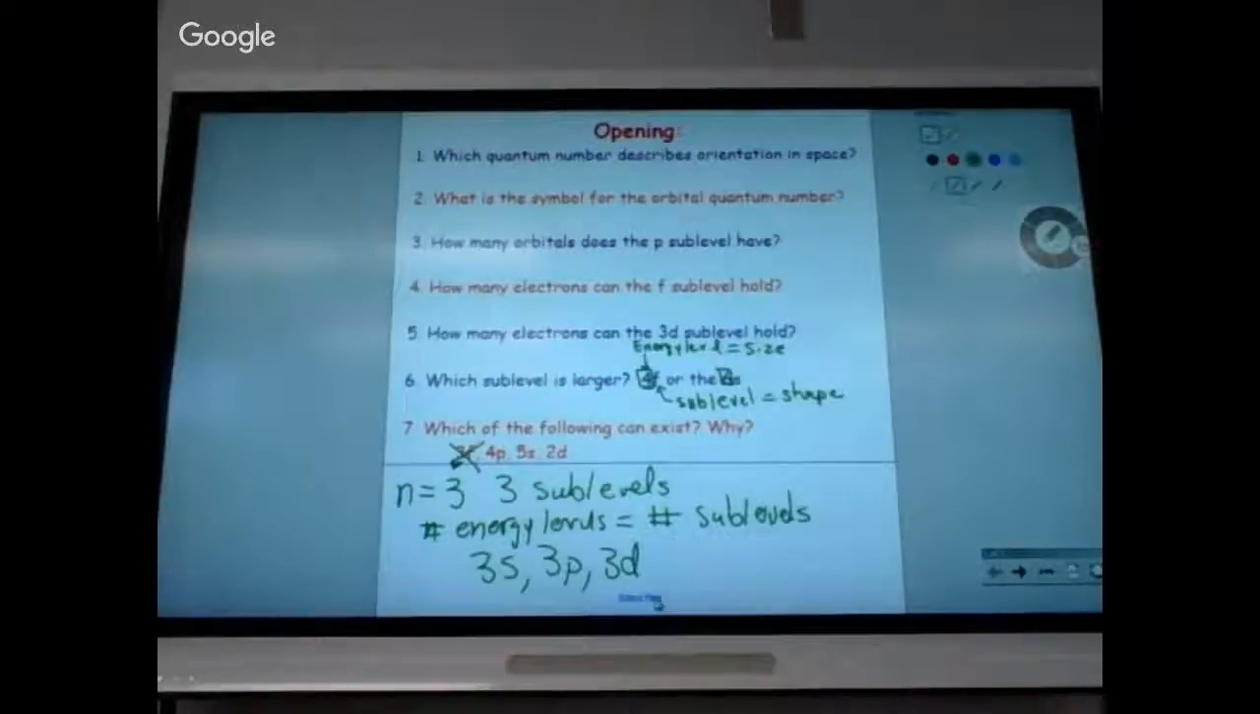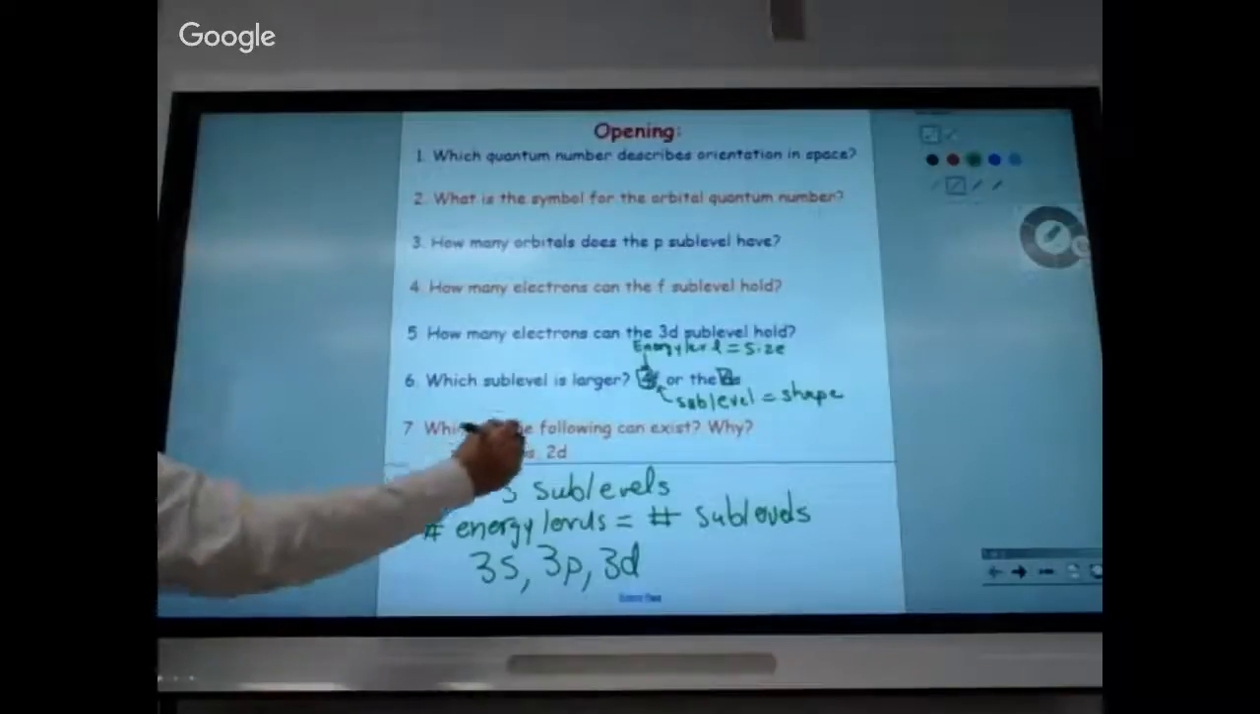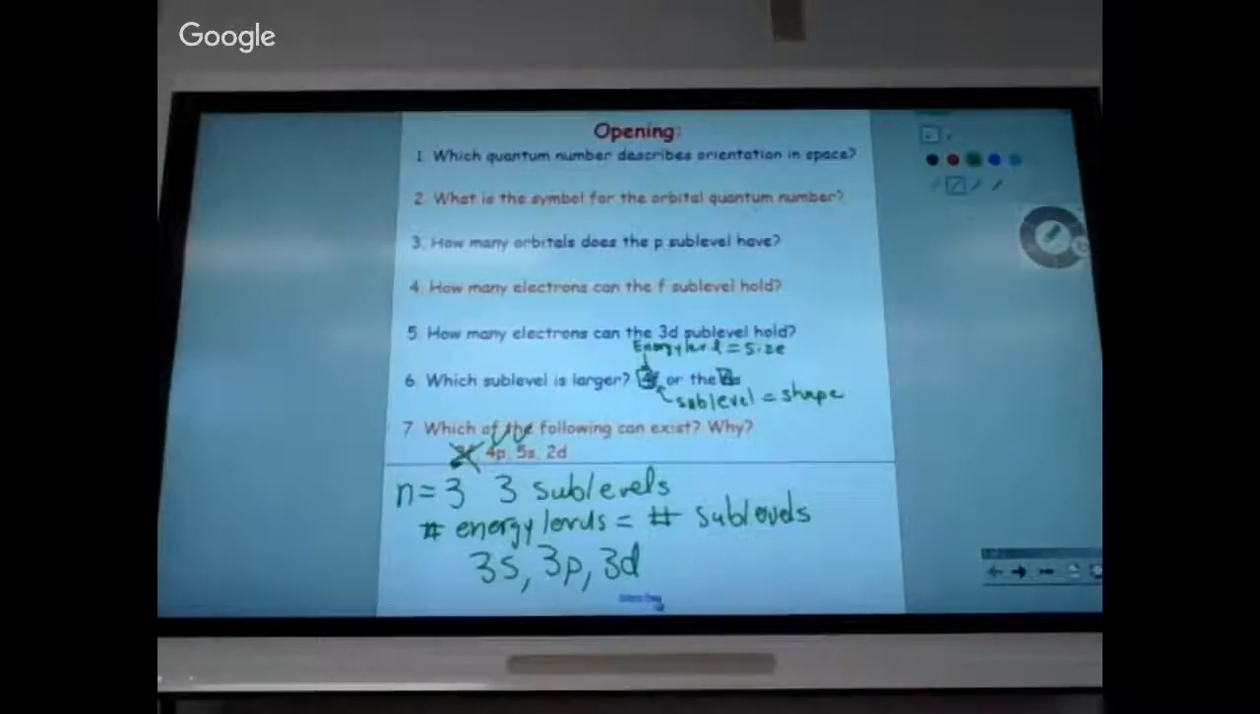Can 4P exist? If n equals 4, how many sublevels are you allowed? 4. What are their names? 4S, 4P, 4D, and 4F. Can you have 4P? Yes. Can you have 5S? Yep. If n equals 5, how many sublevels are you allowed? 5. What's the name of the first one? 5S. So that's allowed. So the numbers instead of the letters can only go up to 7, right? Yep.